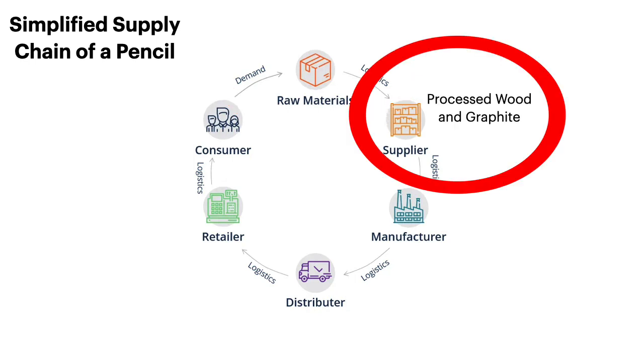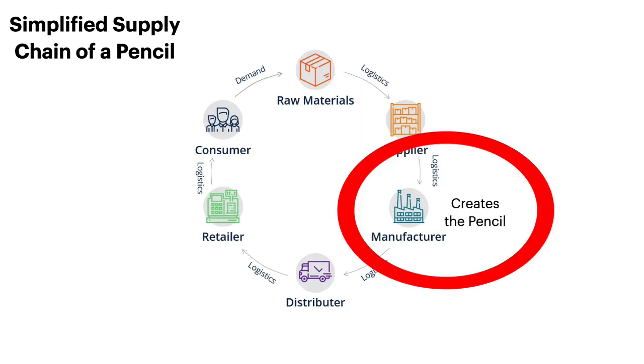What's going to happen after is this wood is likely going to be processed and the graphite is going to be processed by the supplier. Perhaps that's chopping the wood down into finer and thinner pieces. Perhaps that's making the graphite into long cylindrical pieces. And what's going to happen next is these materials from the supplier are going to be given to the manufacturer.